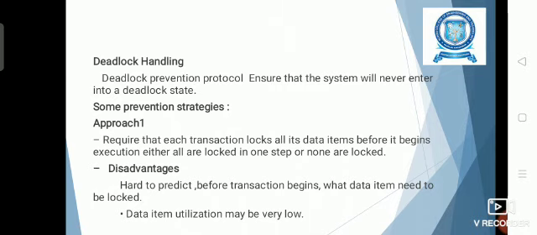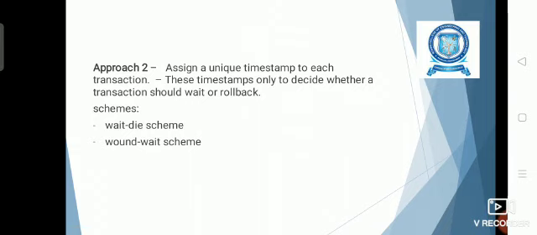In approach 2, there is a method here. A unique timestamp has to be allotted to a transaction. These timestamps are used only to decide whether a transaction should wait or roll back for a particular data item. In this approach 2, we have two schemes: the wait-die scheme and the wound-wait scheme.